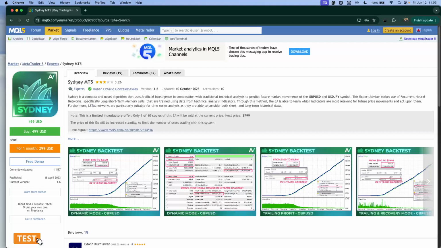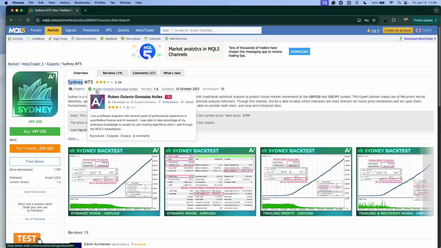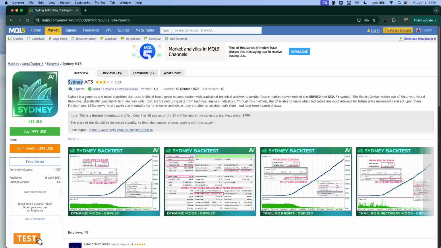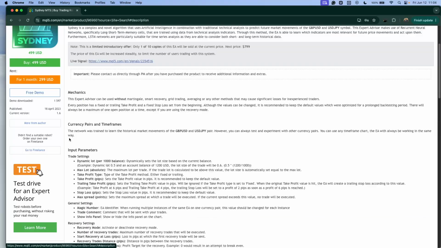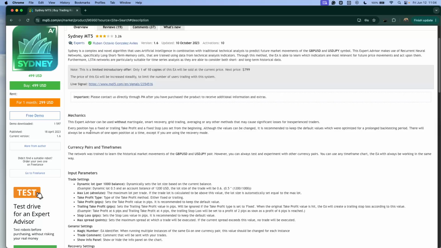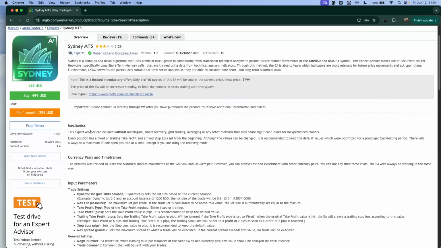Now we're talking about the Sydney expert advisor. It was developed by Ruben Octavio from Switzerland. It's quite popular on the MQ5 community with 3 stars out of 5 from 227 reviewers. Also has 6 products. Talking about the Sydney, it goes for $499, which is approximately $500, and it is optimized for the Sydney trading session with dynamic lot sizing, trailing take profit, and a smart recovery mode.